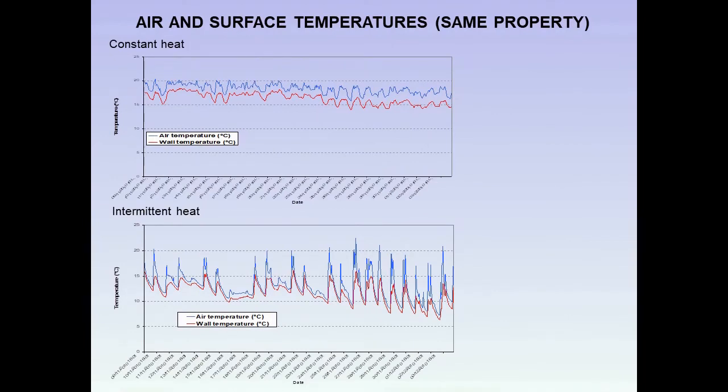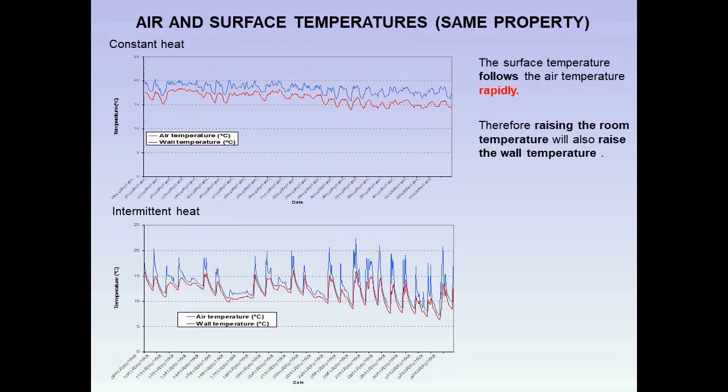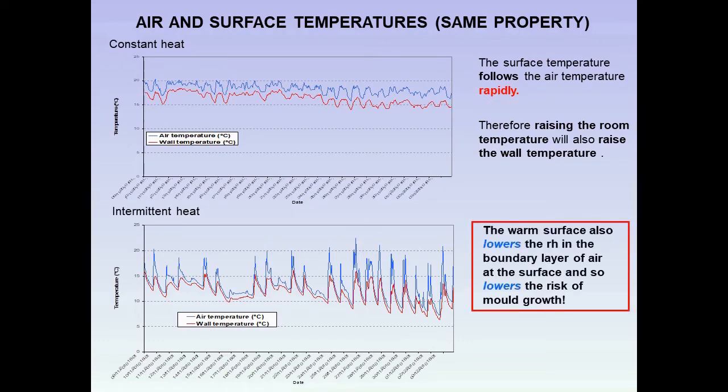And it's interesting looking at the relationship between air and surface temperatures. We can see here from these two with constant heat and intermittent heat how rapidly the surface temperature of the wall, that is in red, follows the changes in the air temperature. It's extremely rapid. Therefore, raising the room temperature will raise the wall temperature. And if we do that, the warm surface also lowers the relative humidity in the boundary layer of air, and so lowers the risk of mould growth on that surface.